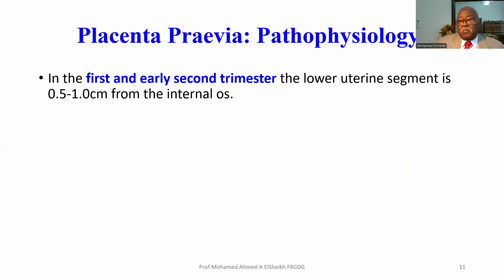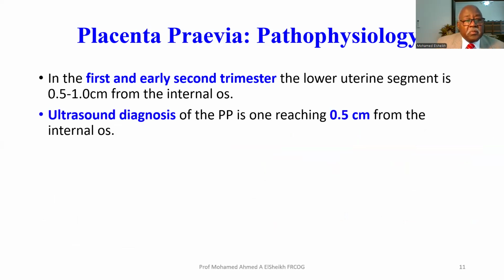Pathophysiology, how does it happen? Generally, we know that in the first and early second trimester, the lower uterine segment is 0.5 to 1 centimeter from the internal os. Ultrasound diagnosis of placenta previa is when the placenta reaches 0.5 centimeters from the internal os.